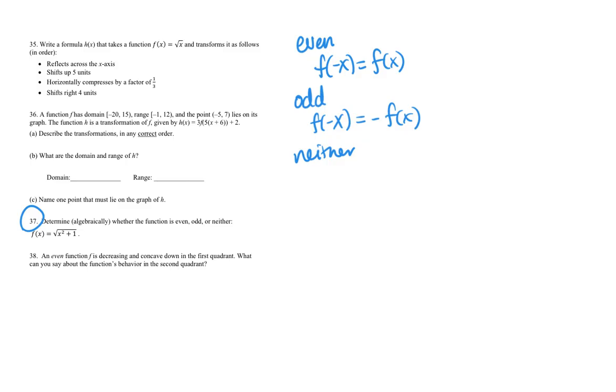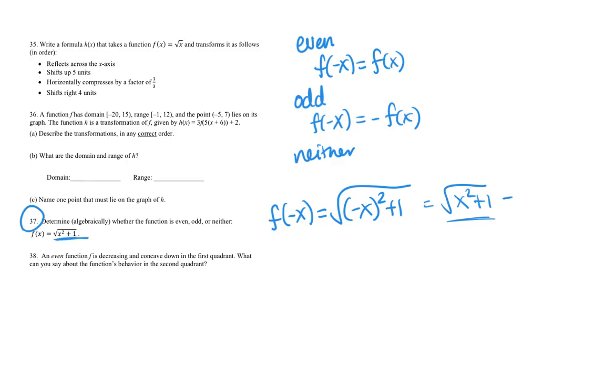Okay, so let's take a look at f of x here. What is f of negative x? Well, I'll do negative x squared plus 1. I know that negative x squared is equal to x squared. And if I compare that to my original function, that's equal to f of x. So it satisfies the definition of an even function.